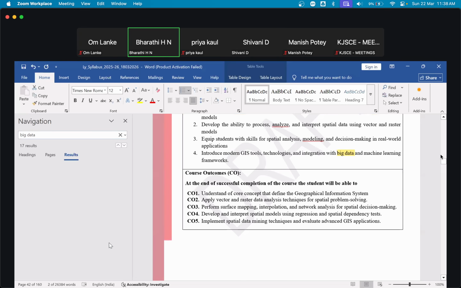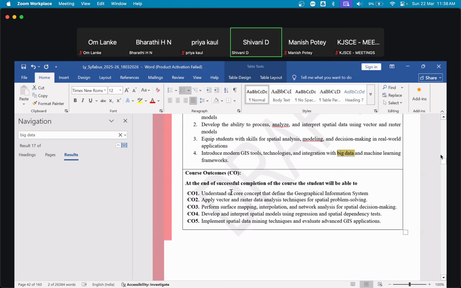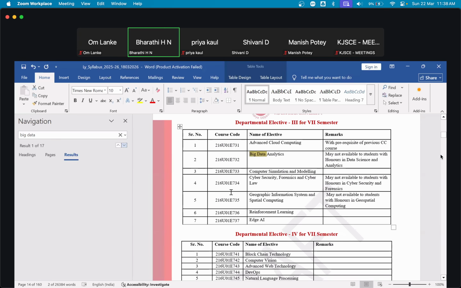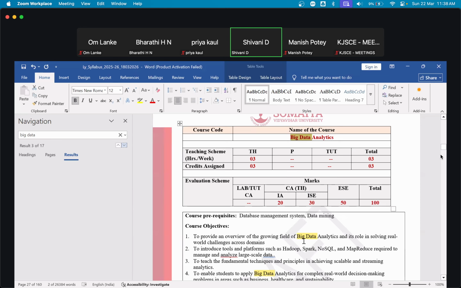Hello. Thank you, Shivani madam. Yes. Can you please share the big data analytics syllabus? Yes, ma'am. Yes. Is it visible? Yes, madam. Yes, madam. Can you please close the navigation window? Yeah.